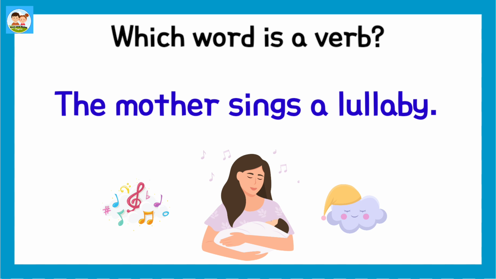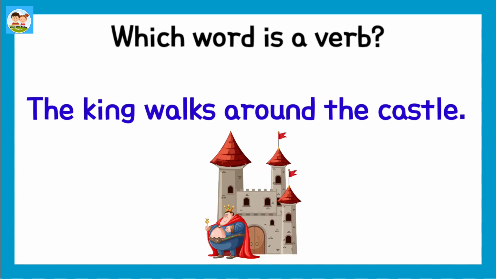The mother sings a lullaby. Sings. The king walks around the castle. Walks. Now you know verbs.